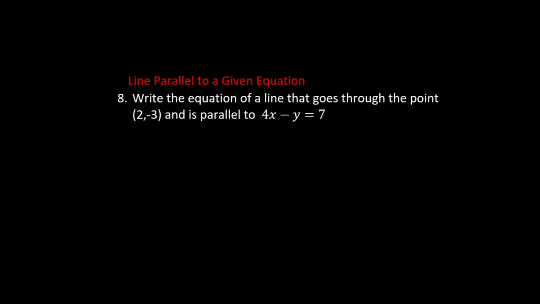Problem 8. Line parallel to a given equation. Write the equation of a line that goes through the point 2, -3 and is parallel to 4x minus y equals 7. First, rewrite that equation in slope-intercept form. Subtract 4x from both sides. -y equals -4x plus 7.